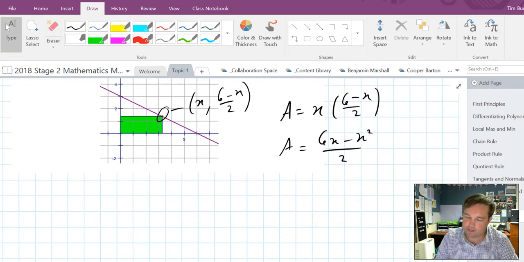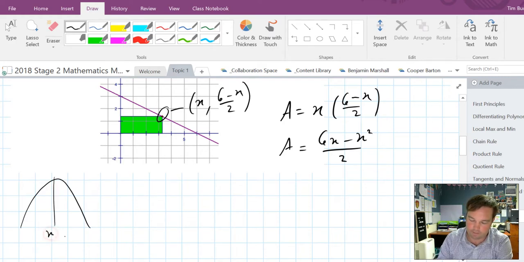Basically the idea is to write these as an expression for a variable. Once you've got the expression in one variable, you can differentiate and find a maximum. You can see that there's a quadratic, so we'd expect to be doing that because it's got a negative leading coefficient. The question is, well, what value is x here?